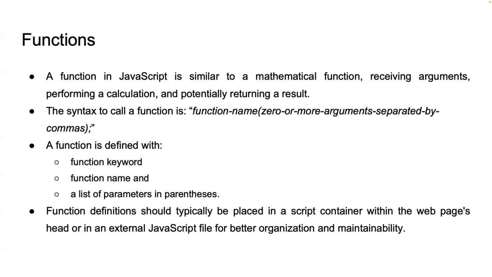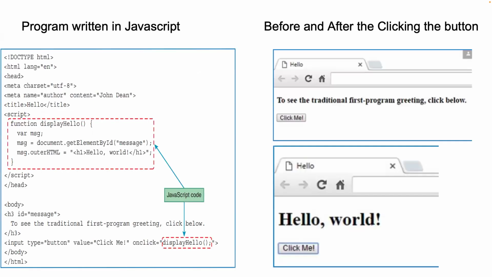A function is defined with the function keyword, the function name, and a list of parameters in parentheses. Function definition should typically be placed in a script container within the web page's head or an external JavaScript file for better organization and maintainability. It's okay if you don't understand it right away, but as we start doing this more, you will get the hang of it.